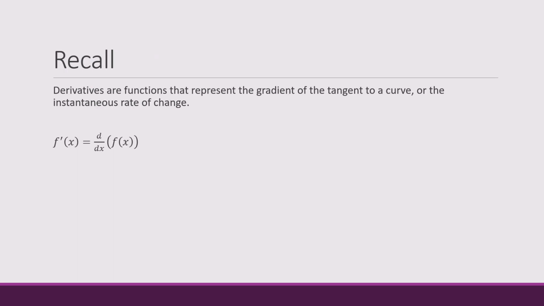The biggest thing to remember is what we mean by a derivative or differentiation. Derivatives are the functions that represent the gradient of a tangent to the curve, or the instantaneous rate of change. With some of our notation here, we use f dash x as the derivative of some function, using the variable x.